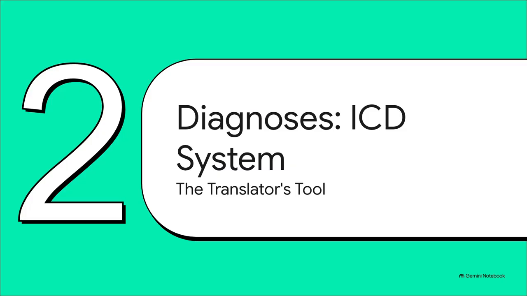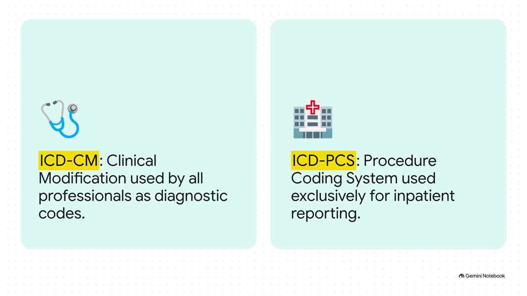Moving right along to Section 2, let's explore the primary tool we use for this diagnostic translation, the ICD system. Any illness or medical issue you code is classified by the International Classification of Diseases, or ICD. But it's actually split into 2 very distinct groups, and the real trick is knowing which one to use. On one side, we've got ICD-CM, which stands for clinical modification. These are used by all healthcare professionals as diagnostic codes. They essentially give an overview of the illness or damage.